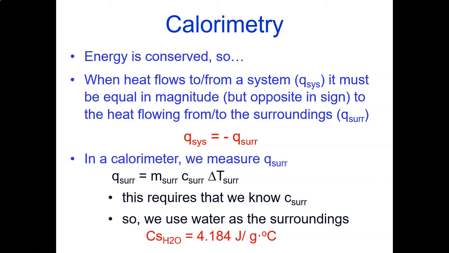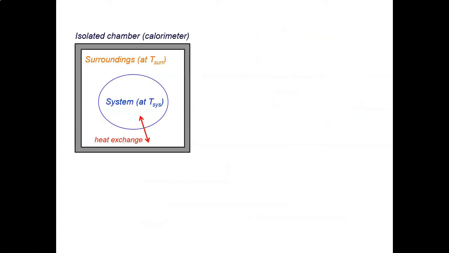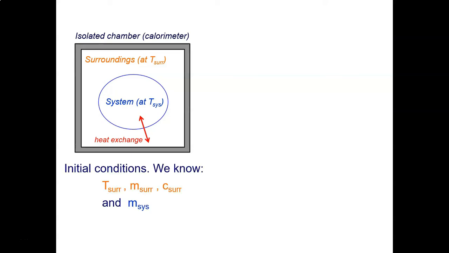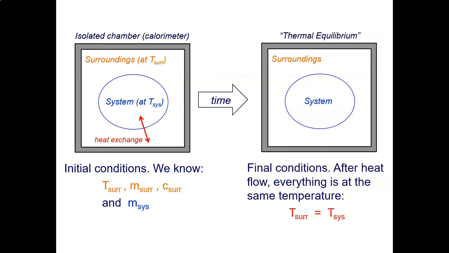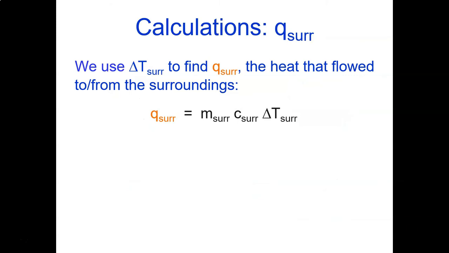In a calorimeter, we measure the Q of the surroundings, which equals the mass of the surroundings multiplied by the specific heat capacity of the surroundings multiplied by the change in temperature of the surroundings. This requires that we know the specific heat of the surroundings, which usually is water, and the value is 4.184 joule per gram per Celsius. In an isolated chamber, at the initial conditions, we know the temperature, the mass, and the specific heat of the surroundings, and the mass of the system. After the heat exchange, when we reach equilibrium, the temperature of the surroundings equals the temperature of the system.